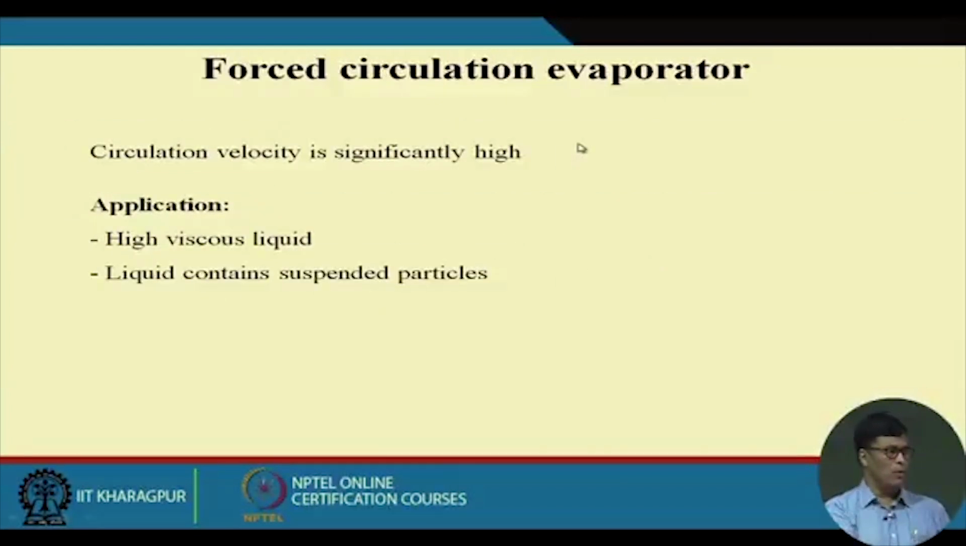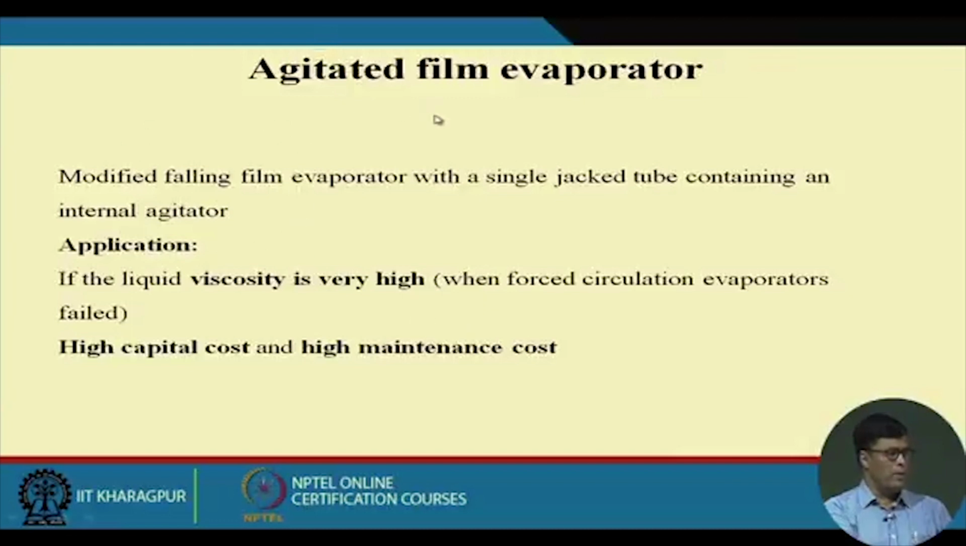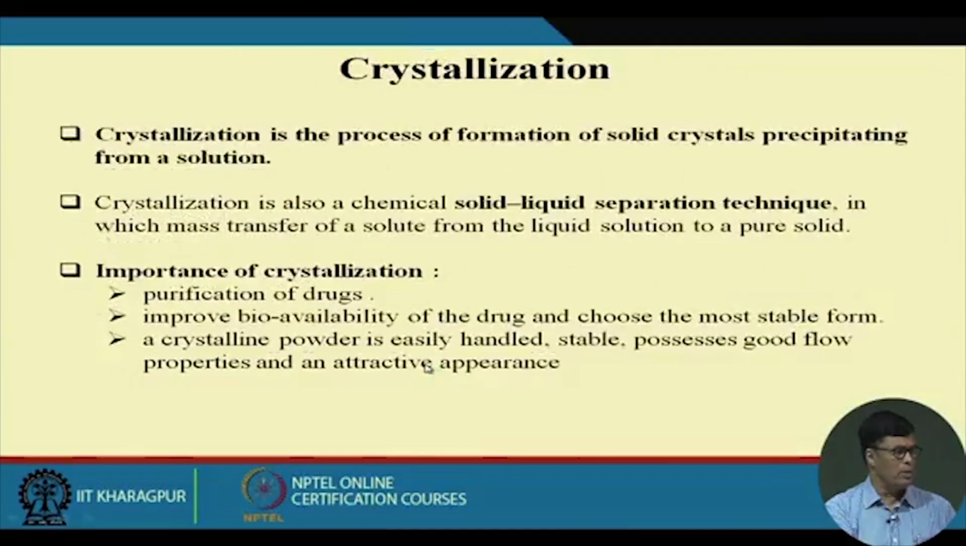Then we have the forced circulation evaporator. This is used for highly viscous liquids and liquids containing suspended particles. We have the agitated film evaporator, which is a modified falling film evaporator with single jacketed tubes containing an internal agitator. The application is that if the liquid is viscous and its viscosity is very high, then this can be used. High capital cost and high maintenance cost are required for this. Now, that is all about the evaporator.